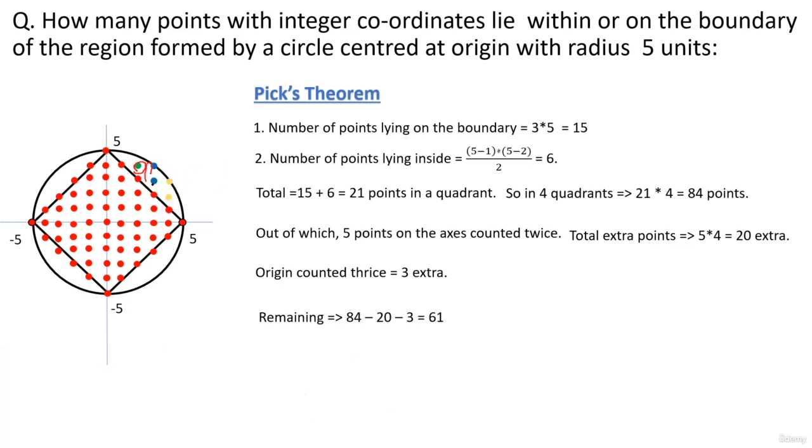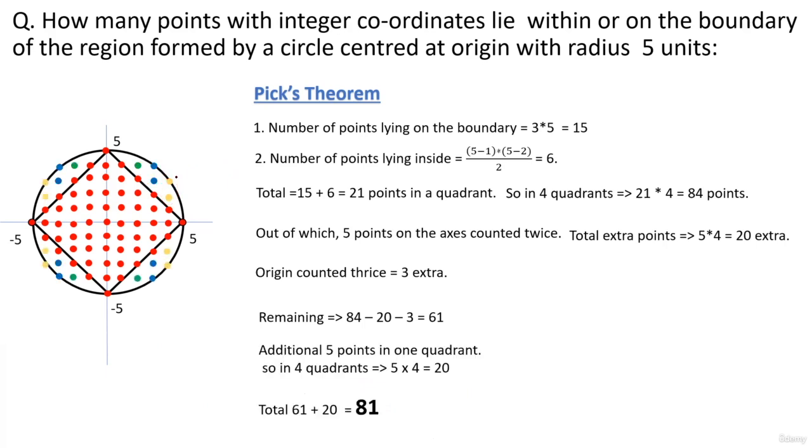So we'll take note of these extra points, and there are exactly 1, 2, 3, 4, 5 extra points. These 5 extra points will be in every quadrant, as you can observe. So we'll add these 5 extra points in all quadrants. 5 into 4 is 20. 61 plus 20, you get the same answer, 81. I hope you appreciate this approach. If not, no problem. You can stick to the basic one.